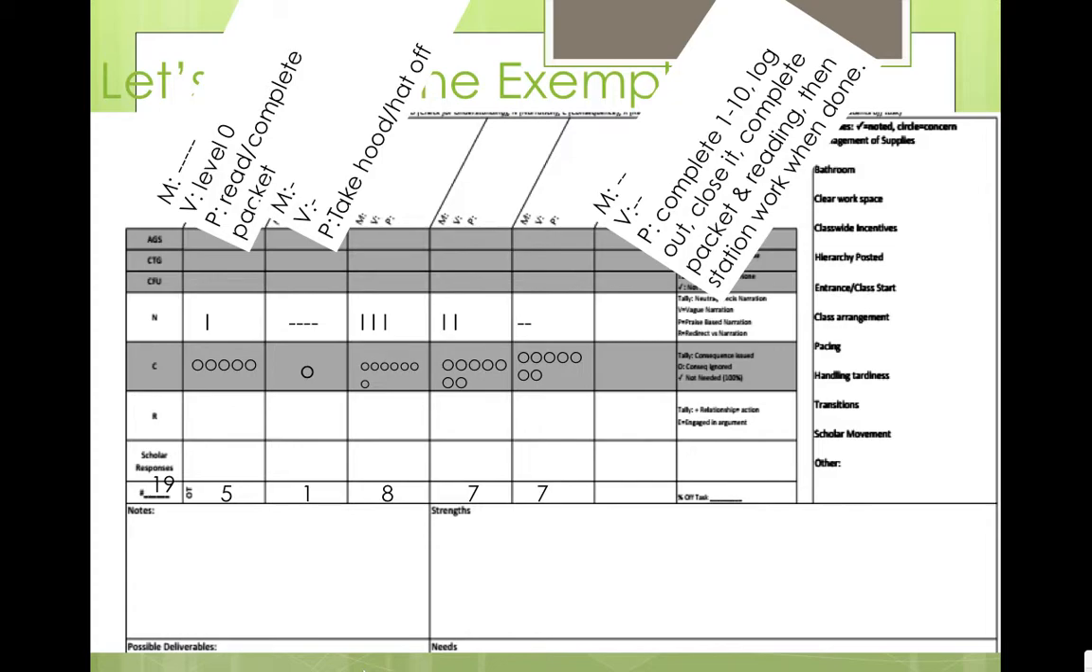I then divide the amount of off-task by the number of scholars, which would be 28 divided by 95. That gives us 0.29, which we multiply by 100, and we see that we have 29% of our class was off-task in the baseline. We put that here in this section.